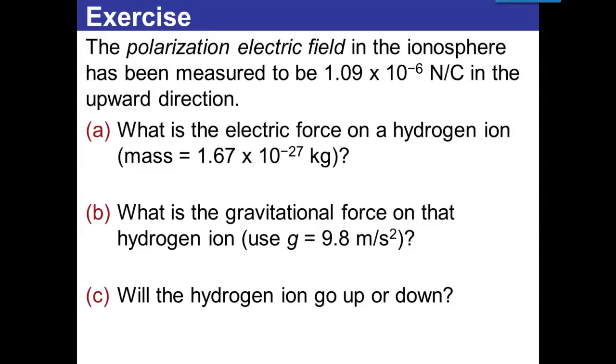Second of all, what then is the gravitational force on that same hydrogen ion? You can go ahead and assume that the acceleration of gravity is 9.8 meters per second squared. It's probably not exactly true. As you get a little further away from the Earth, it does start to change a little bit. Again, let's try to keep things simple here. And then finally, the real question I want to know is, will the hydrogen ion go up or down? I'll give you a minute here to see if you can figure this out. Again, what's the electric force on the ion? What's the gravitational force on the ion? And will the ion go up or down?